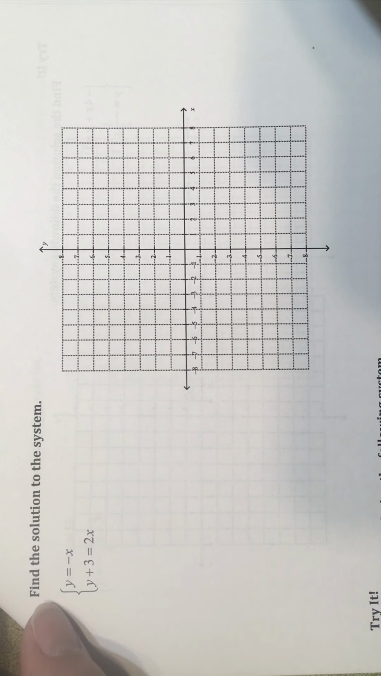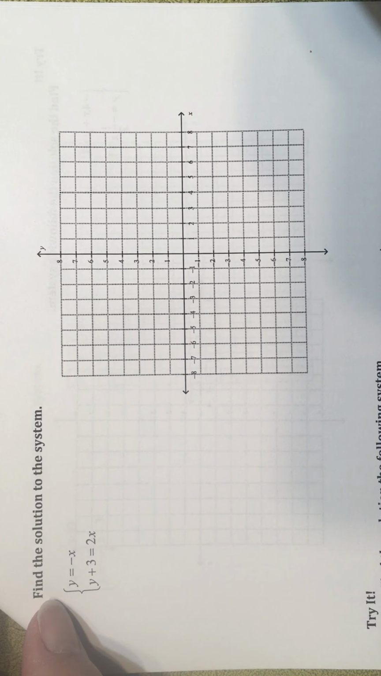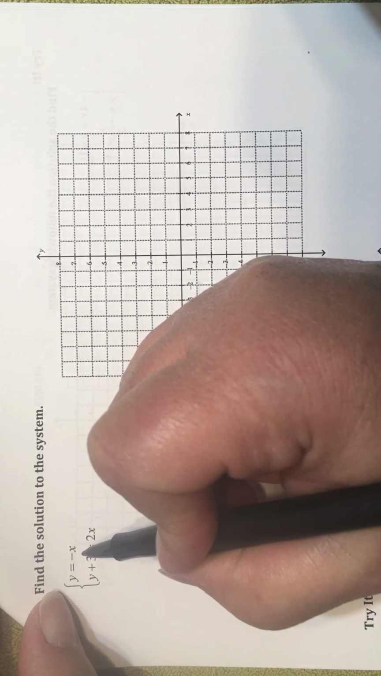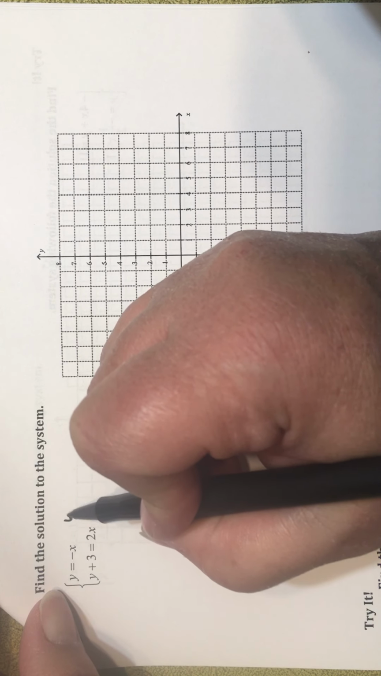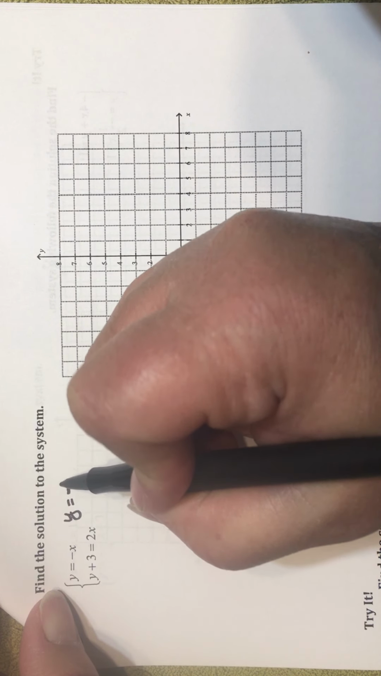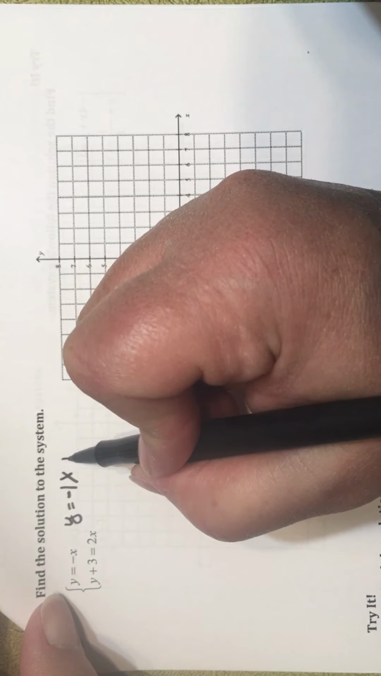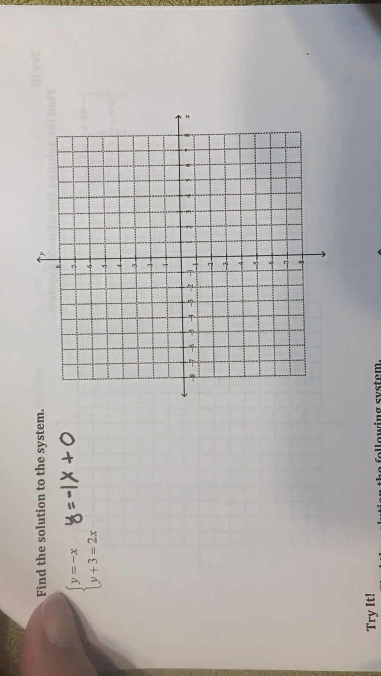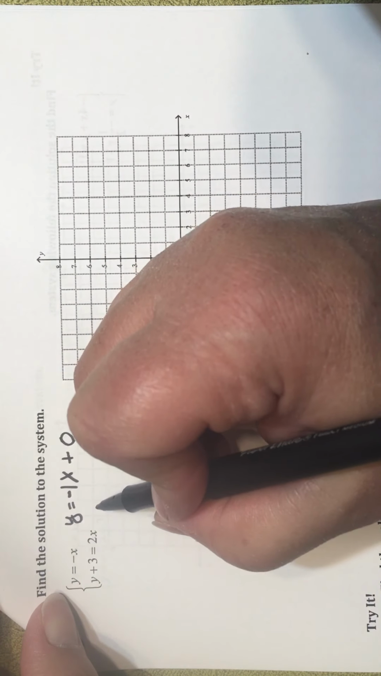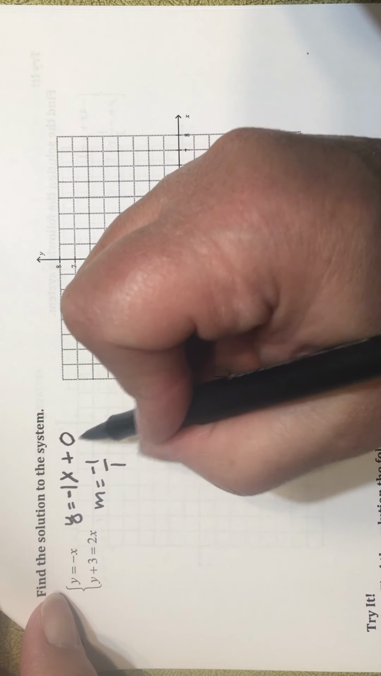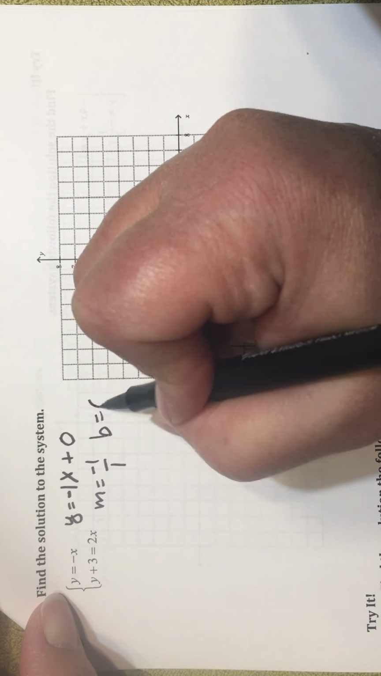Oh dear, this top equation is missing a few things. What's it missing? Well, it's not showing the slope, so I'm going to add my own little one in there. So it's going to be y equals negative 1x, and there's no y-intercept. There's 0 y-intercepts. So I'm just going to add 0. So now my slope m is negative 1 over 1, and my b is 0.